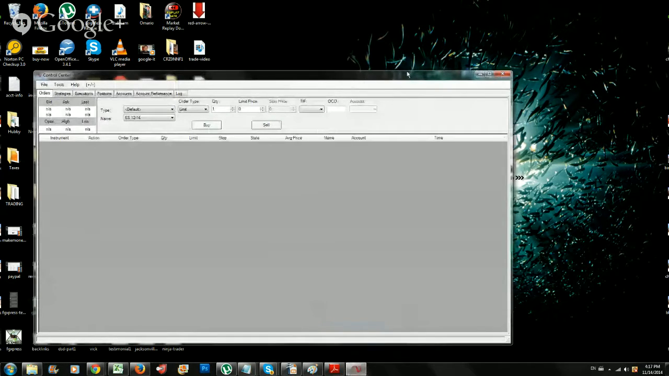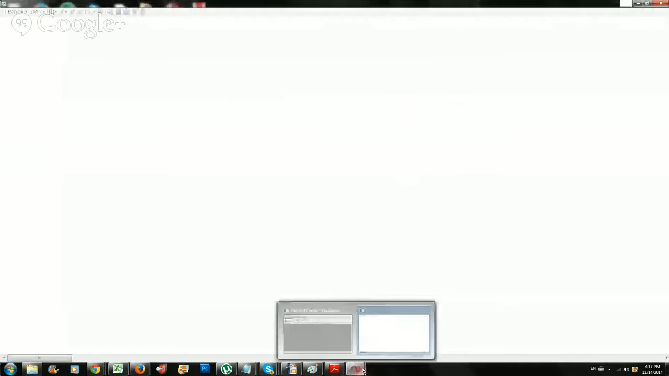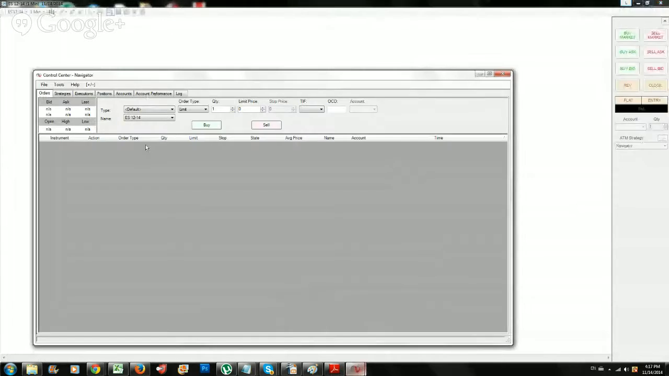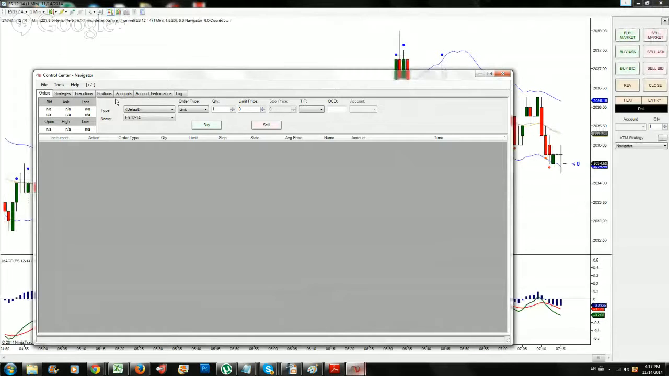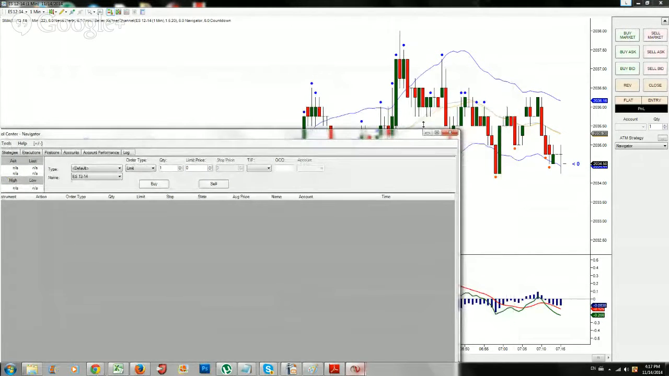So this is it. I just opened it. Don't let any of this overwhelm you. As soon as you open up NinjaTrader, you basically get two windows that open. One is what's called your Control Center. That's where you can see your account and your settings and everything. And the other is your actual chart. So looking really good there.